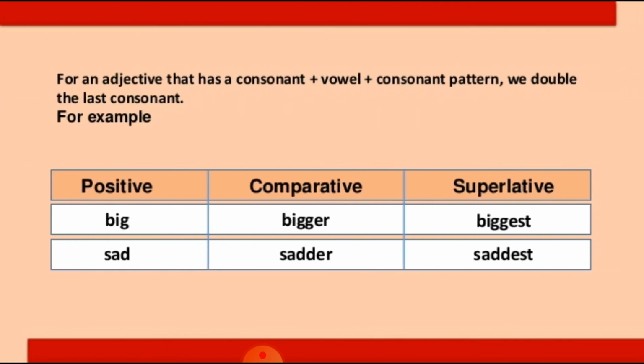And for an adjective that has a consonant plus vowel plus consonant pattern, we double the last consonant. Big: here g is the last consonant and we add it twice. So it will become bigger in comparative degree and we add est at the end, biggest, in the superlative degree. Sad, sadder, saddest.